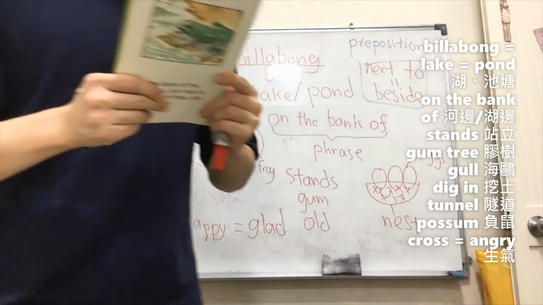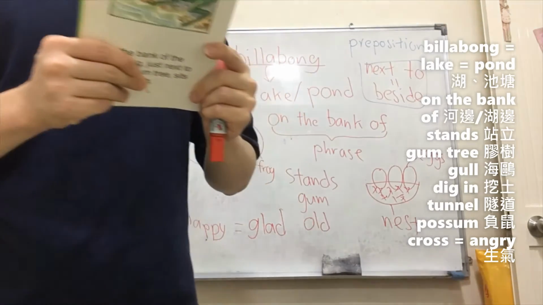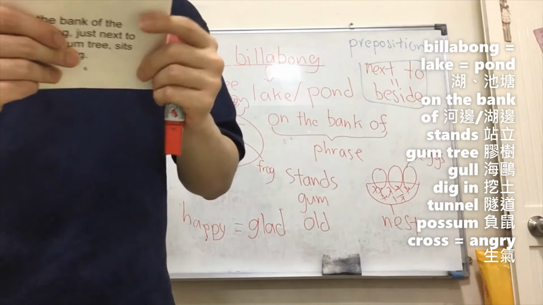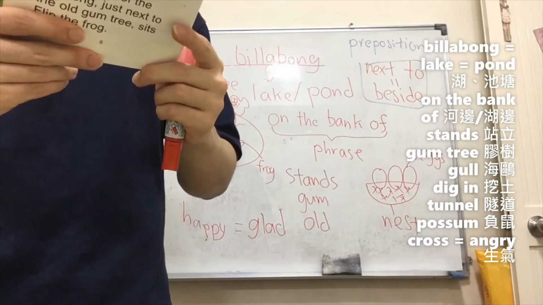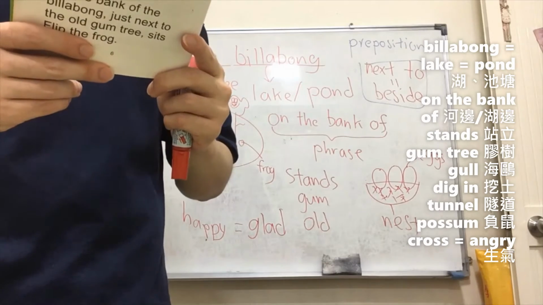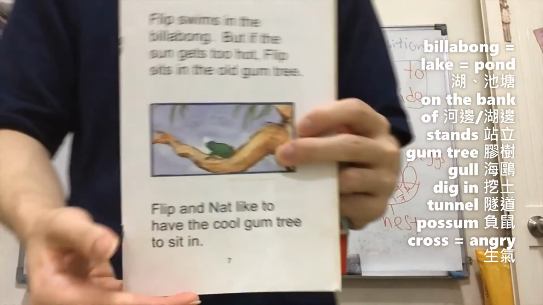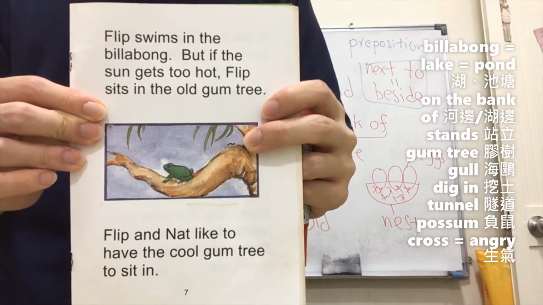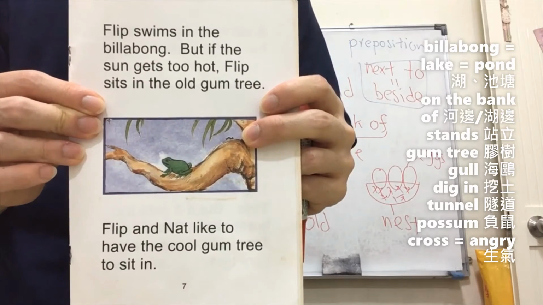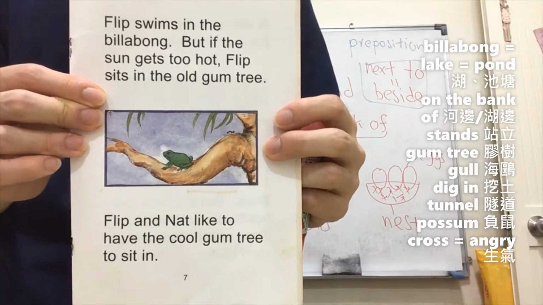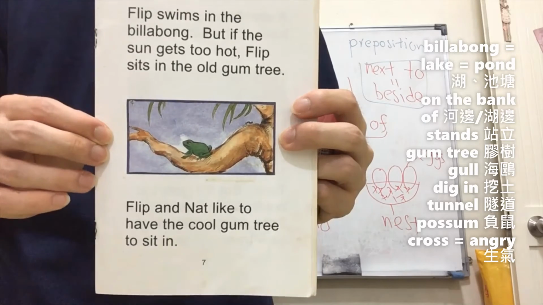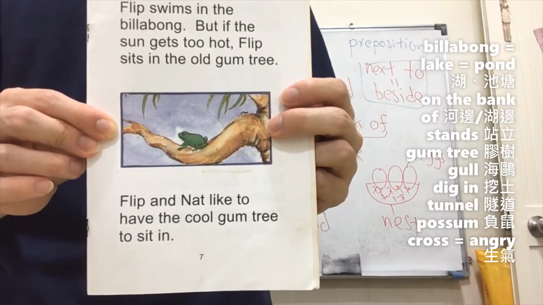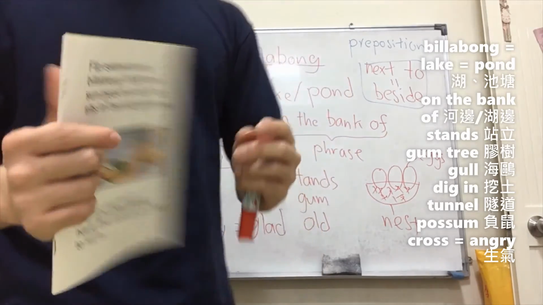Okay? So Flip swims in the Billabong. But if the sun gets too hot, Flip sits in the old gum tree. Flip and Ned like to have the cool gum tree to sit in. Alright? So Flip swims in the Billabong. Okay? But if the sun gets too hot, Flip sits in the old gum tree. Flip and Ned like to have the cool old gum tree to sit in.